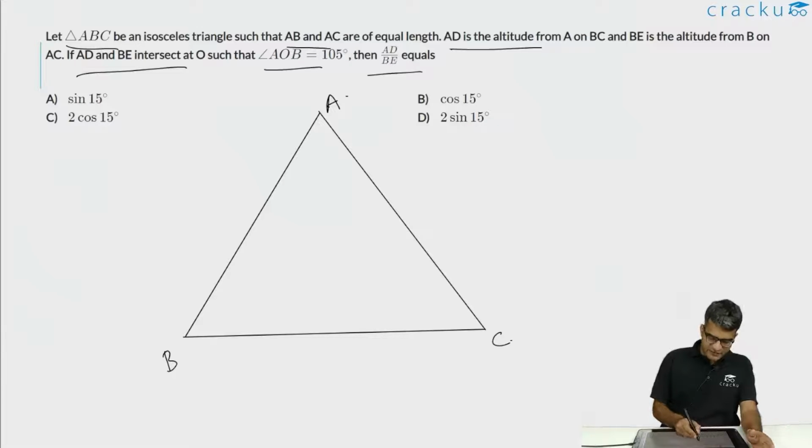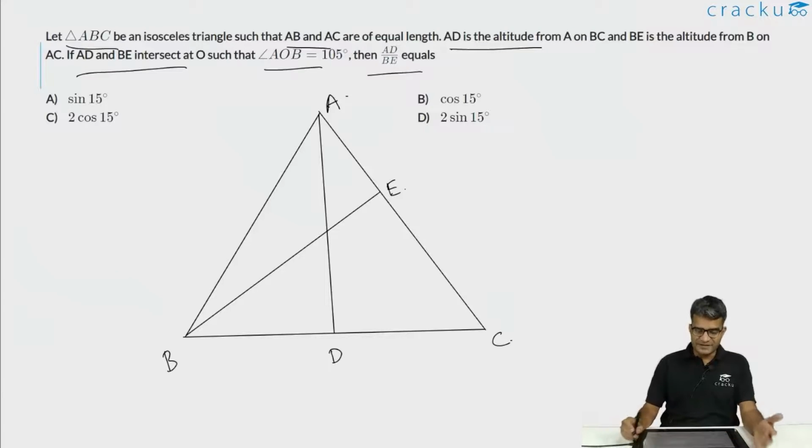Let the altitude from A to BC, this AD, be this, and let the altitude from B to AC be this. This is AD, this is BE. Let the length of AB be small a, therefore the length of AC is also small a. This is 90 degrees, this is 90 degrees because they are altitudes. We are told that this is O and angle AOB is given to be 105 degrees. If angle AOB is 105 degrees, angle AOE will be 75 degrees. So this is 75 degrees.